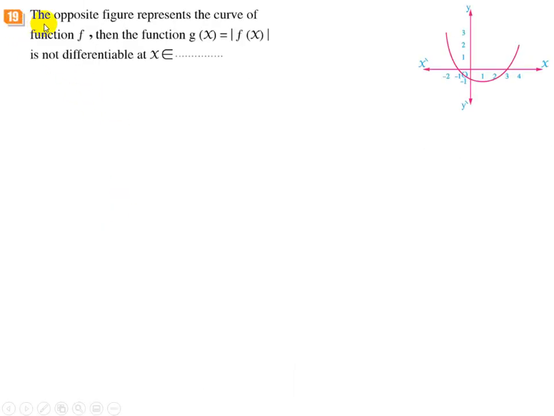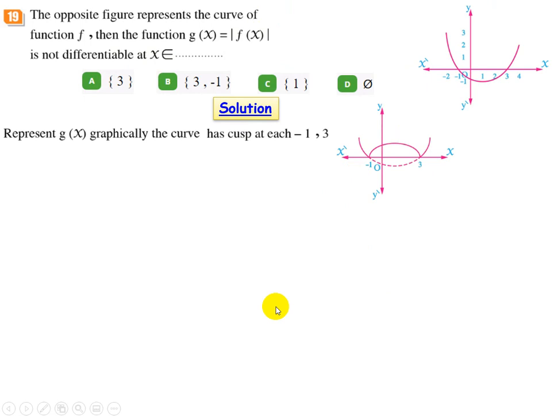Question number 19. The opposite figure represents the curve of the function f. Then the function g of x equals the absolute value of f of x is not differentiable at x belongs to what? You know that g of x represents the curve of the function absolute f of x. This function has a cusp at each of -1 and 3, which means that the direction of the curve will change its sign before and after -1 and 3, which means that the function is not differentiable at -1 and 3.